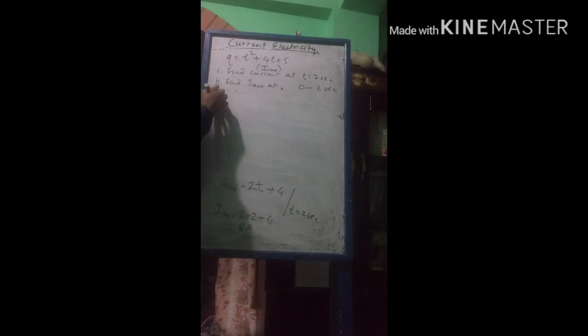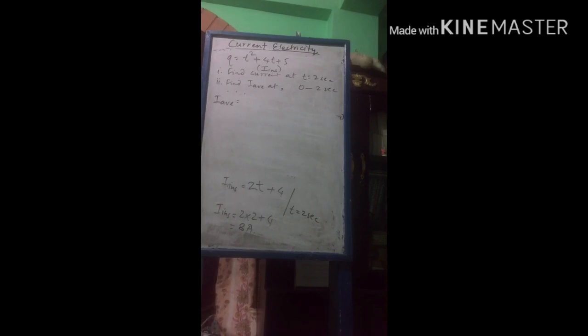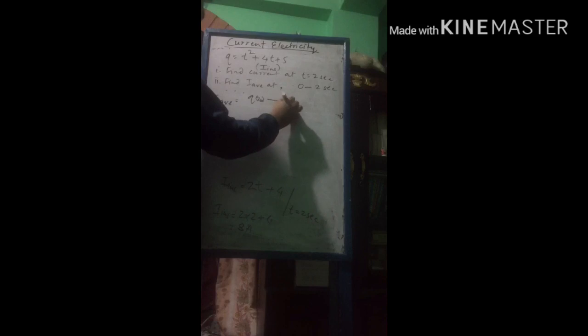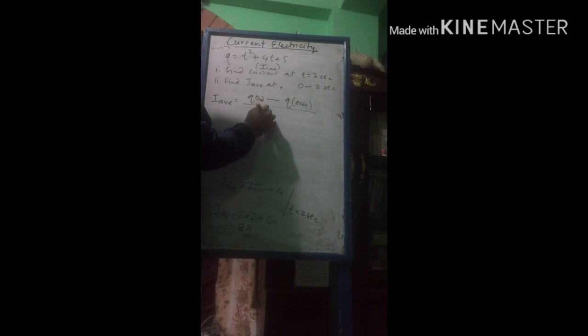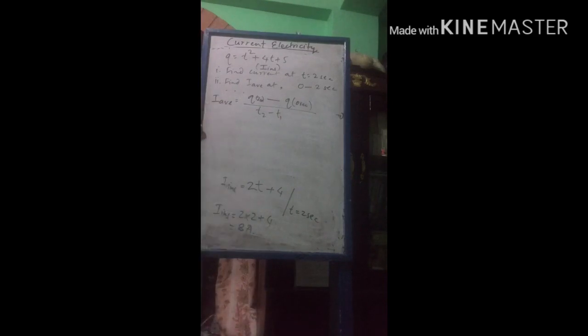Now let us find the average current. What is the formula for finding I average? Average current equals the charge in the interval from 0 to 2 seconds. During this interval we have to find it. So charge in 2 seconds minus charge in 0 seconds, upon t2 minus t1. If we consider this time interval, t2 minus t1 gives the average current.